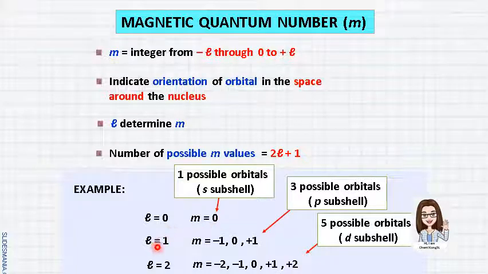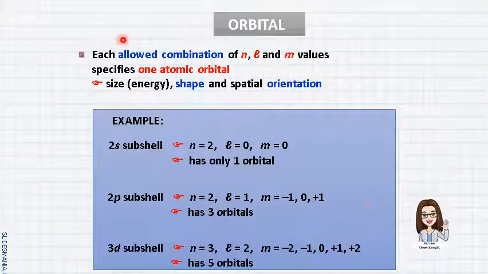If L equal to 1, then 2 times 1 plus 1 equal to 3, so there are 3 possible values for M, which are negative 1, 0, positive 1. So 3 possible orbitals, which means this is a p subshell. If L equal to 2, M equal to negative 2, negative 1, 0, plus 1, and plus 2. So there are 5 possible orbitals, so this is a d subshell. Each allowed combination of n, L, M values specifies one atomic orbital: size for n, shape for L, and spatial orientation for M.